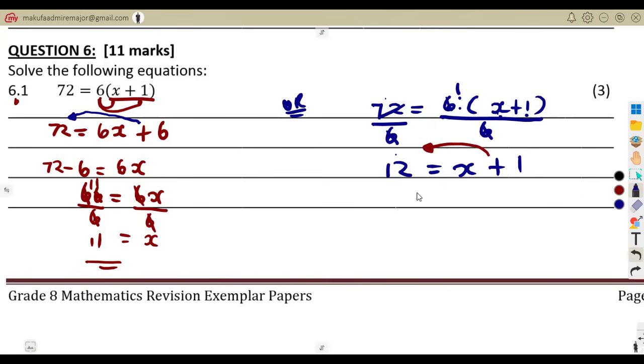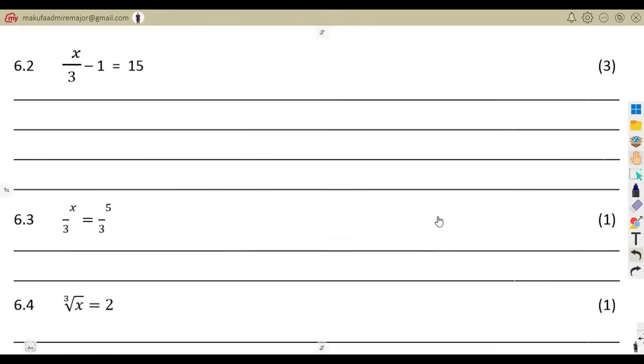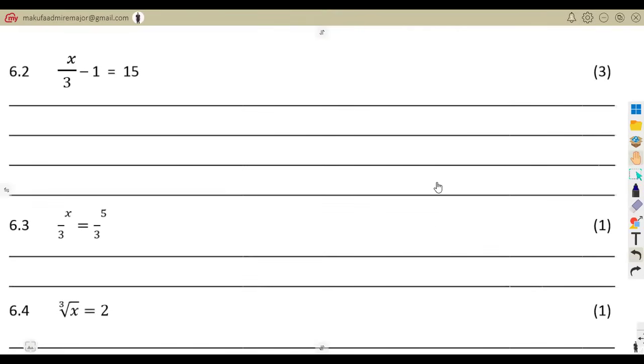It will be a minus there. So 12 minus 1 is equal to x. So what is the value of x? 12 minus 1, that is 11. So as you can see, guys, there are so many ways that you can actually use to solve these equations.